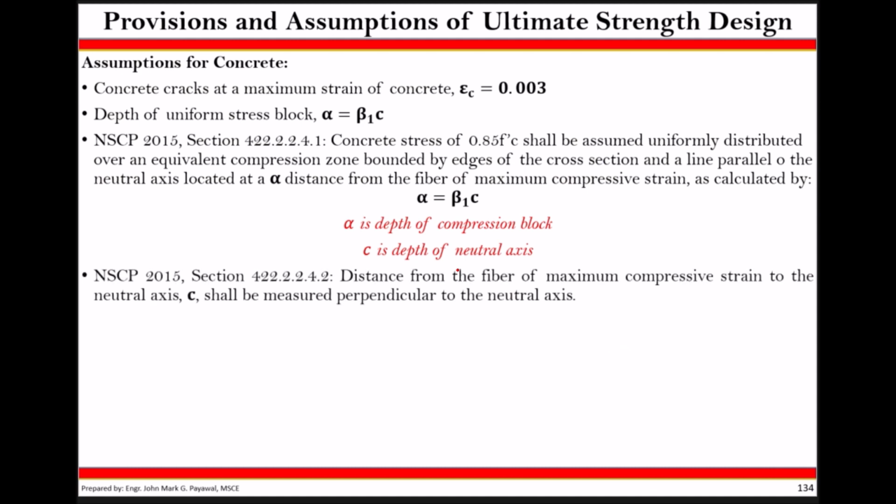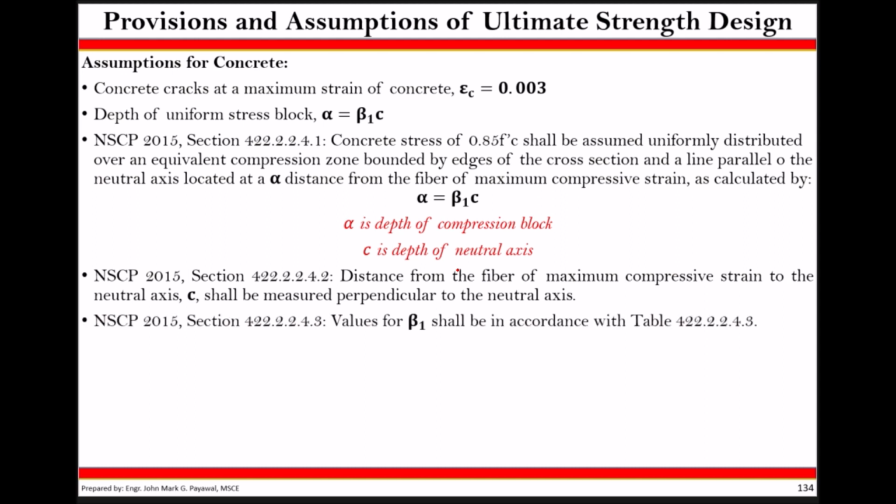Continuing, under section 422.2.2.4.2 of the NSCP, your C is defined, which is the distance from the fiber of maximum compressive strain to the neutral axis. C is always measured perpendicular to the neutral axis. Let's also review beta 1, since it is part of the assumptions that we have a value for beta 1.